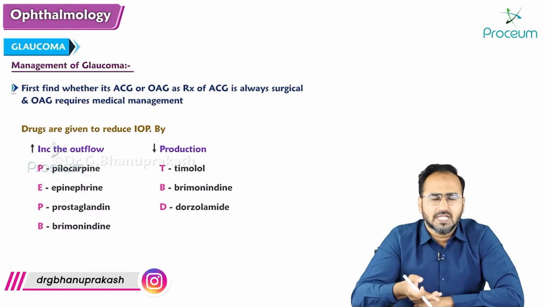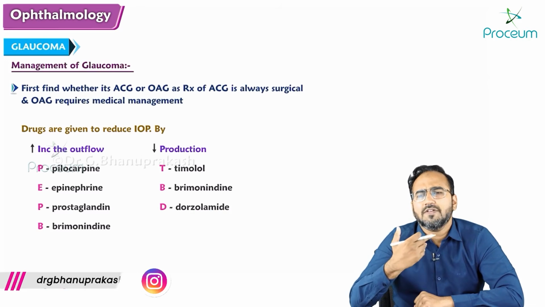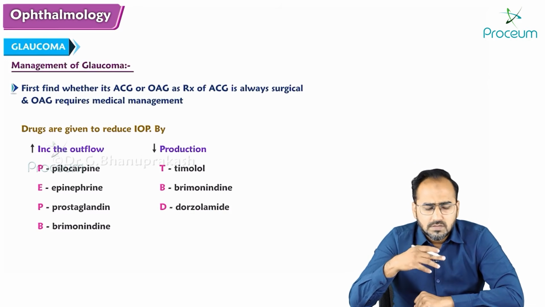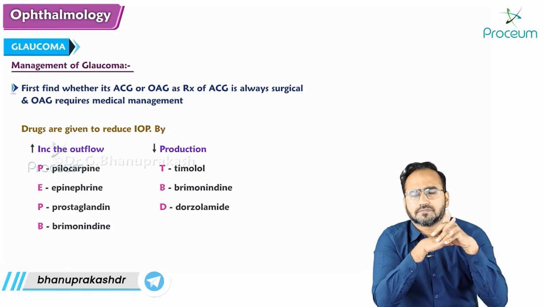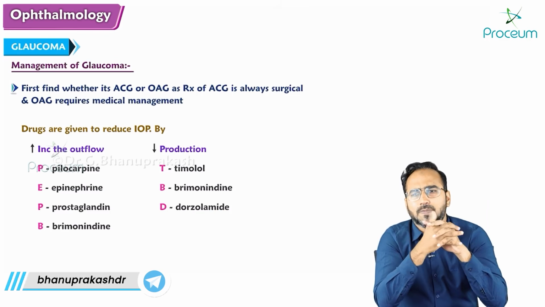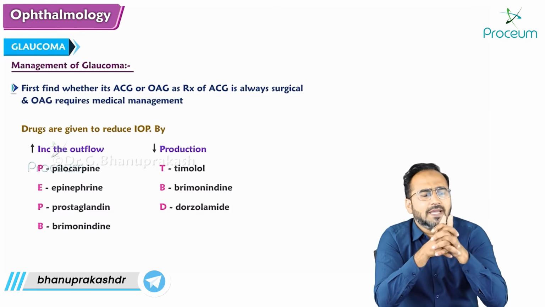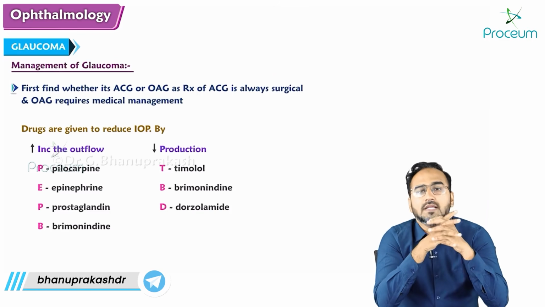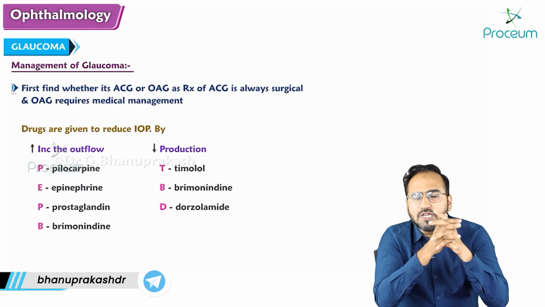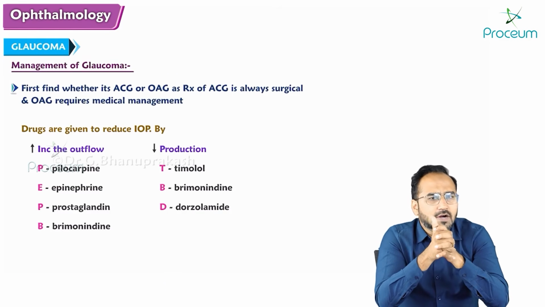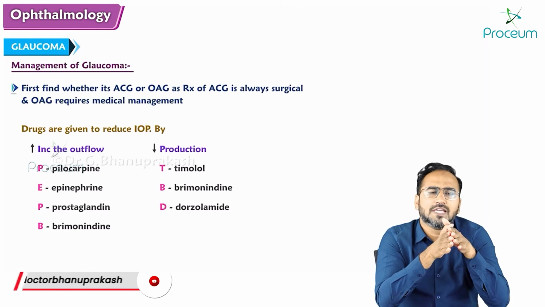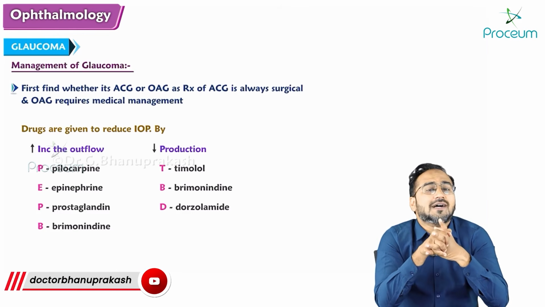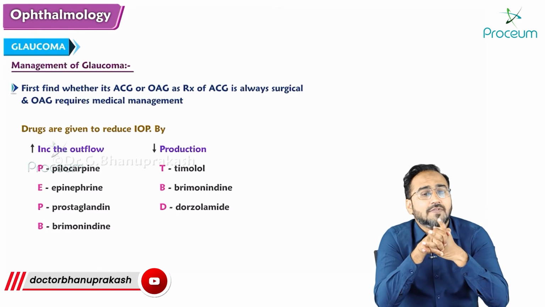If drugs fail, imagine a patient who has open angle glaucoma. In open angle glaucoma, your aim should be to decrease the IOP. How will you decrease the IOP? Either by increasing the outflow or decreasing the production. Okay? So the first line of therapy is drugs. If drugs fail, then what do we need to do?